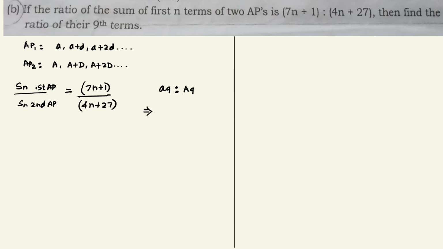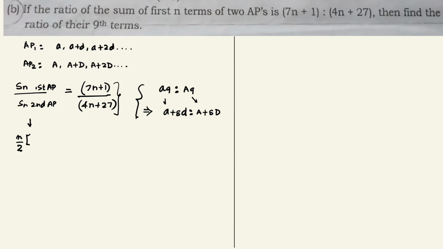Now, this a9 can be written as small a plus 8d, and this can be written as capital A plus 8 capital D. Now, the summation formula would be n by 2. This is not what we are supposed to find, but I'm just rewriting whatever is given. I'm going to solve from that perspective.